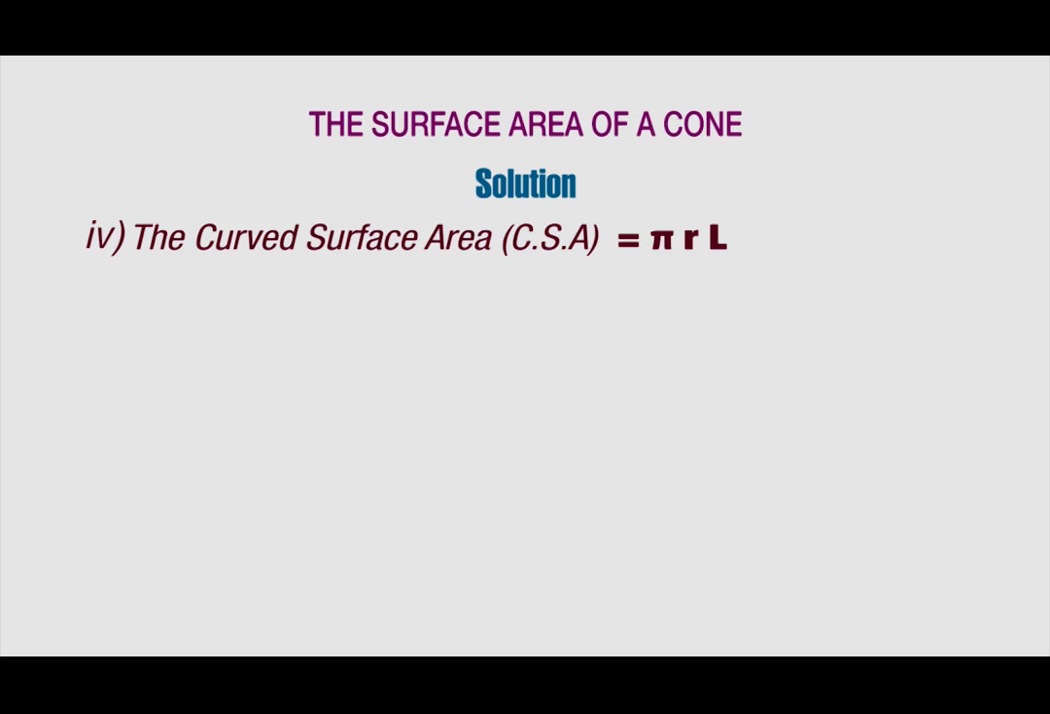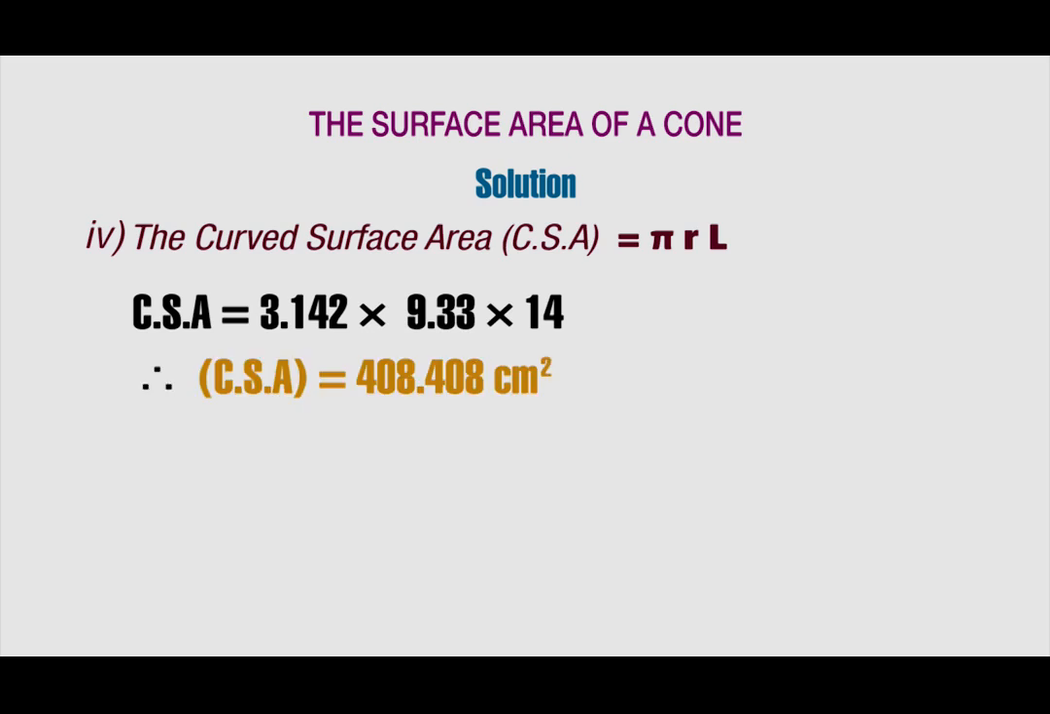Let's look at the fourth one. We are to calculate the curved surface area. And from our formula, the curved surface area is pi rL, small r this time. If we do our substitutions, because we have all our figures, then our curved surface area is equal to 3.142 multiplied by 9.33 multiplied by 14. And that will give us 408.408 centimeters squared.